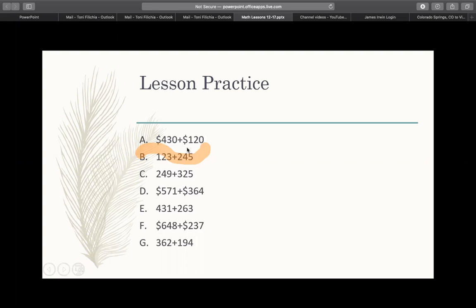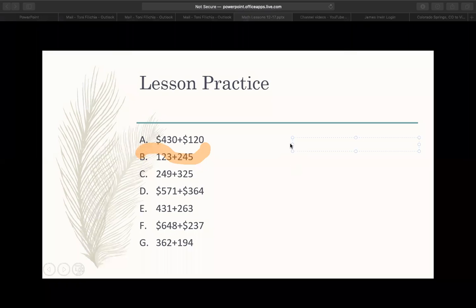So, out of $430 plus $120, which is the greater number? The greater number is $430. So we write our 120 underneath. Looking at our ones place, what is 0 plus 0 at our ones place? 0 plus 0 is 0.